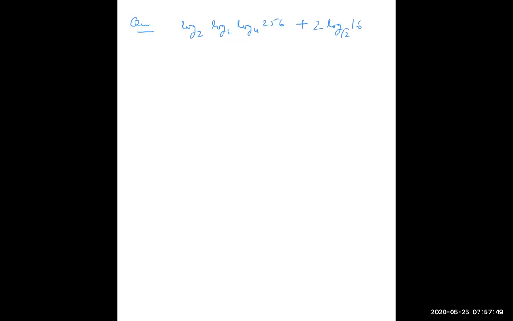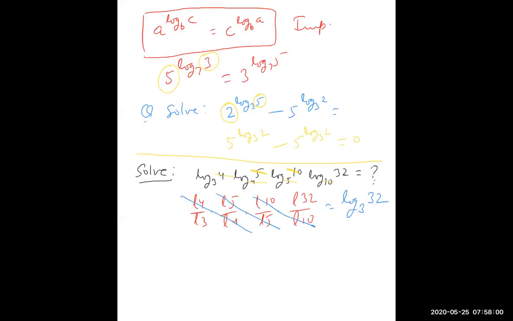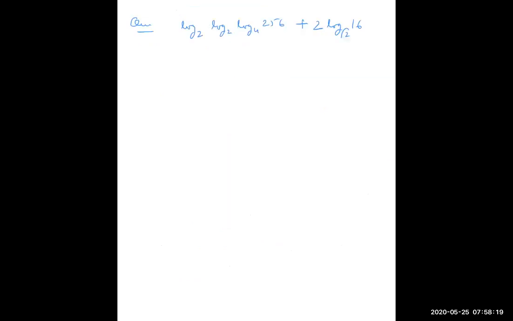Sir, is it the same as the previous question? No. In the previous question, the terms were complete: for example, log 3 of 4 was 1, log 4 of 5, log 5 of 10, and log 10 of 32, and they were in the product. But this question is slightly different. Here, you cannot take log 2 separately. Log 2 means this is inside the function. So these are two different questions.